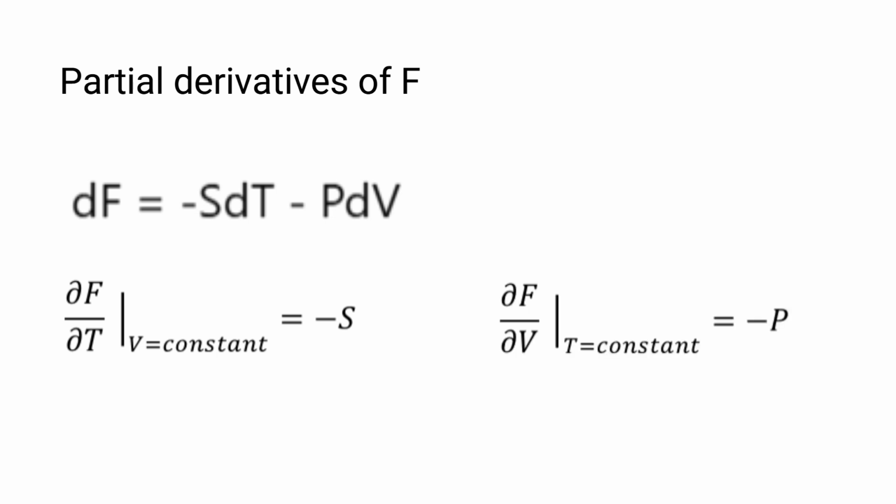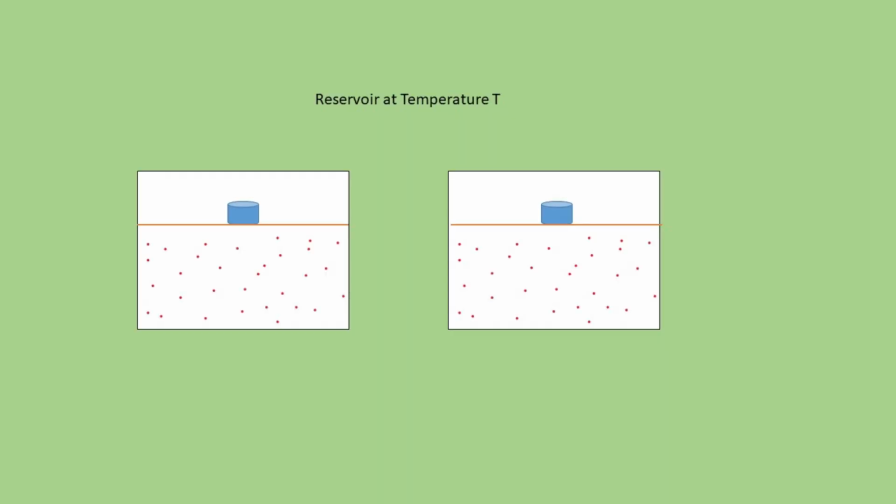Now let us return to the differential form. From this equation we immediately obtain that the partial derivative of F with respect to T at constant volume is equal to the negative of the entropy of the system, and the partial derivative of F with respect to V at constant temperature is equal to negative pressure. The second relation is familiar, but the first relation contains a very deep physical message. Let us investigate it.